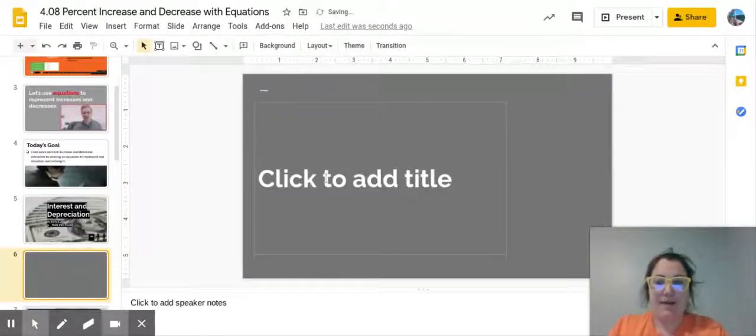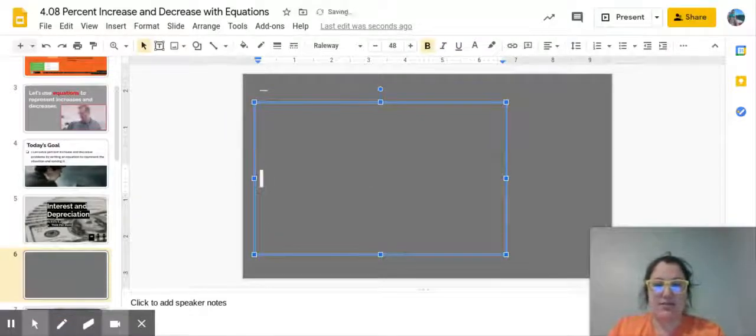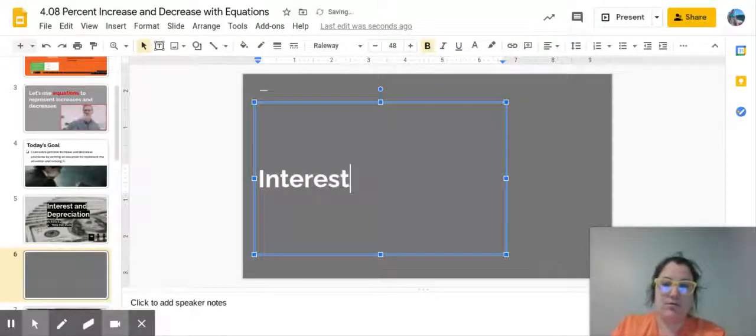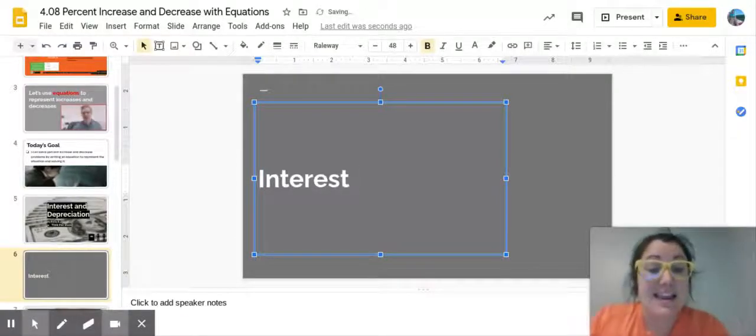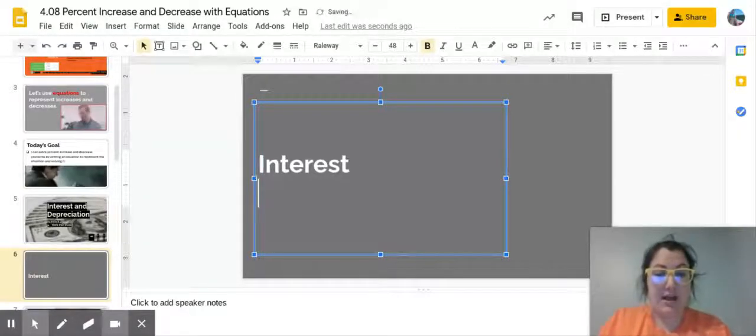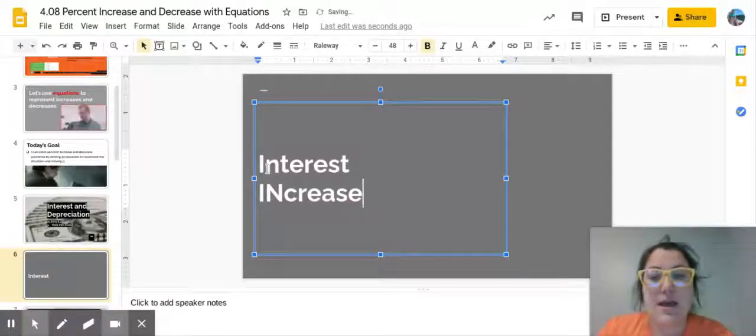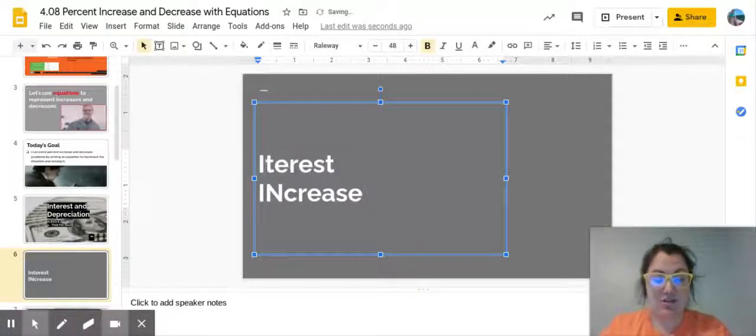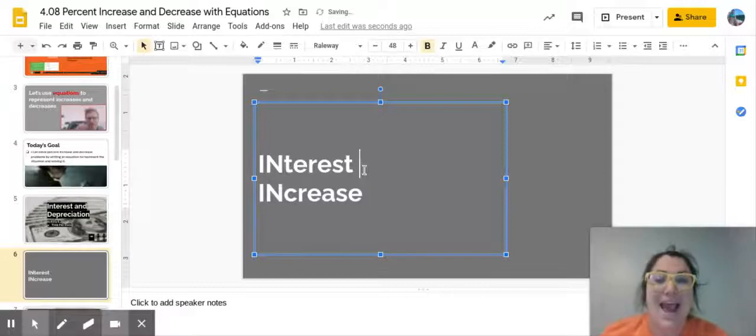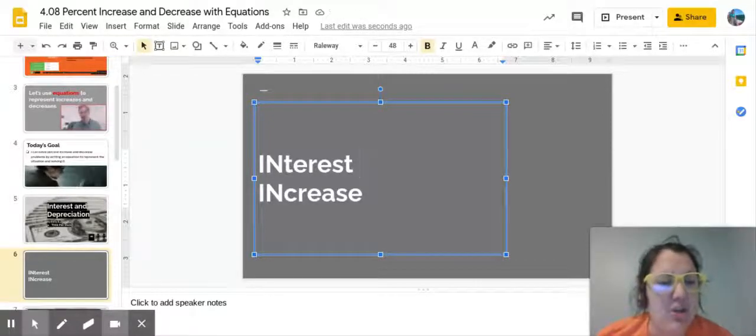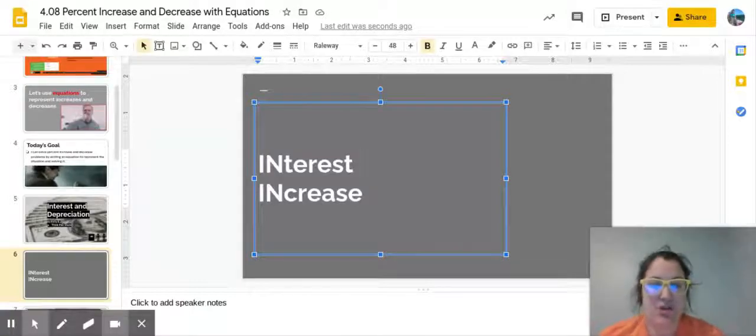Okay, so you have the word interest. When we see this word interest, it is going to always talk in terms of an increase. Because in an interest situation, we are always adding money on. We are always adding money on. And we'll look at the exact definitions here in just a minute.